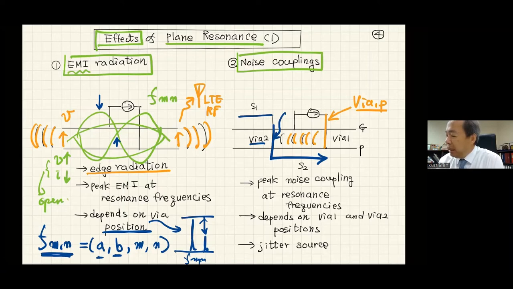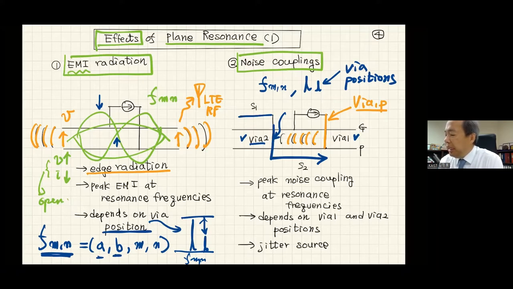In this case, of course, at what frequencies this coupling will be maximum will be determined by these resonance frequencies. How much coupling it has will be controlled by the via positions, via position one and via position two. Via position one will control how much field will be generated, and via position two will be controlling how much field will be detected by the signal via and how much it will be coupled.